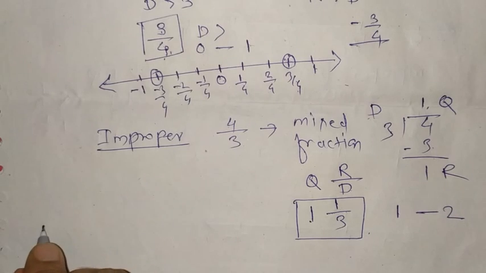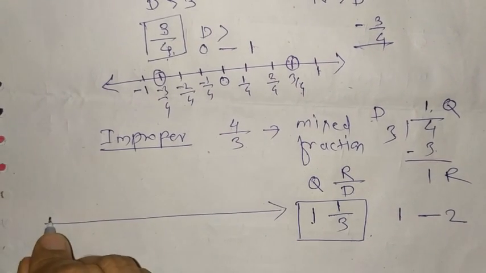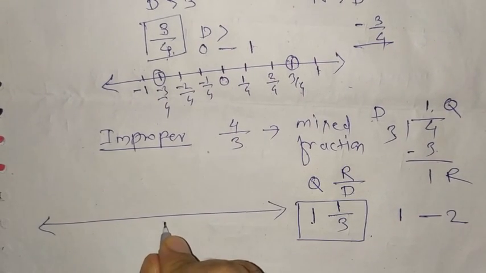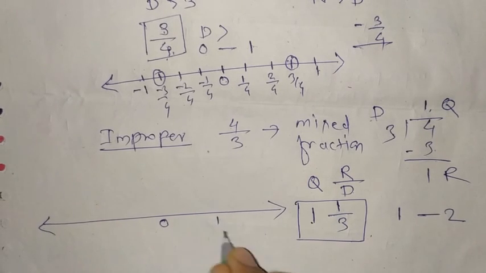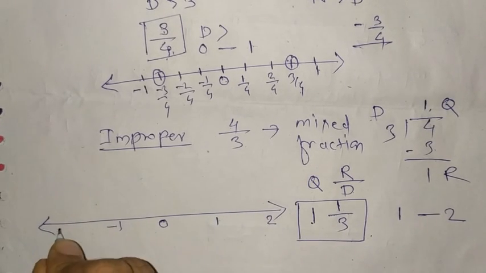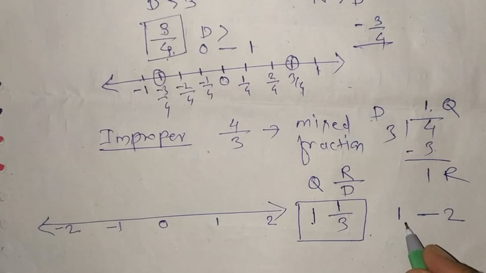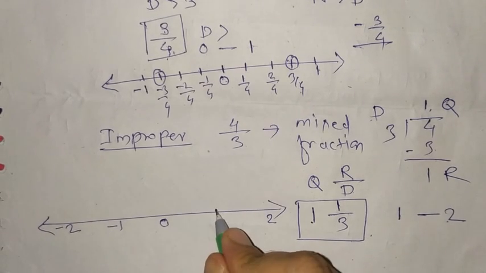So you plot the number line. You draw the number line. Here in the center I use 0, 1, 2. Here -1, -2. So it is present in between 1 and 2, means this side.